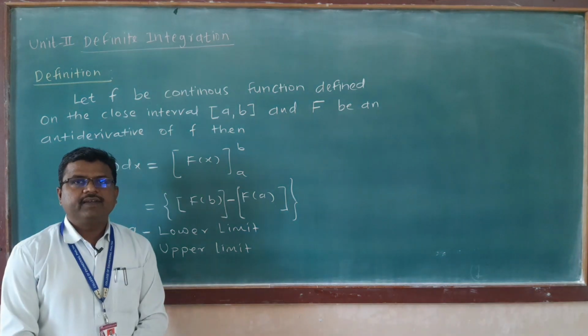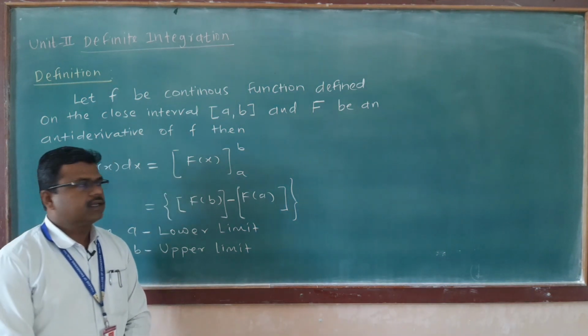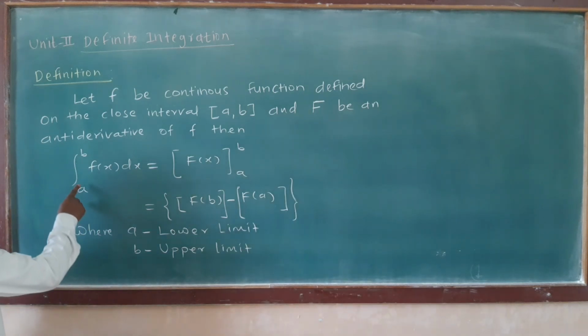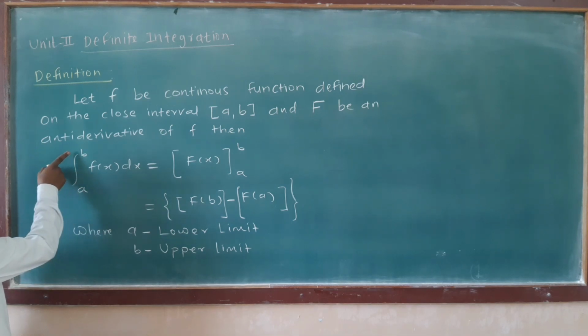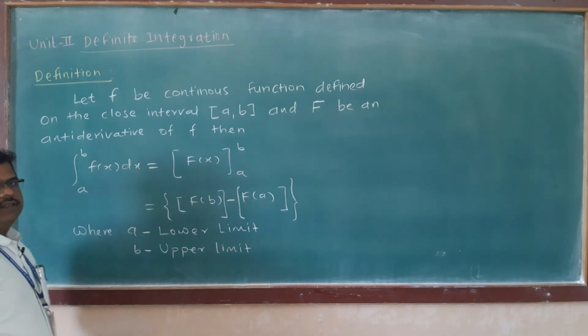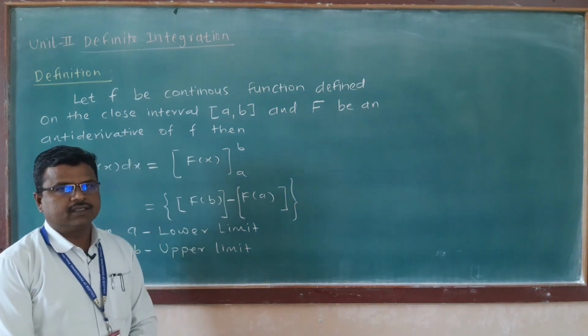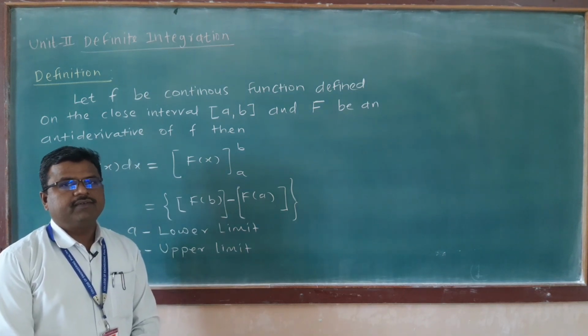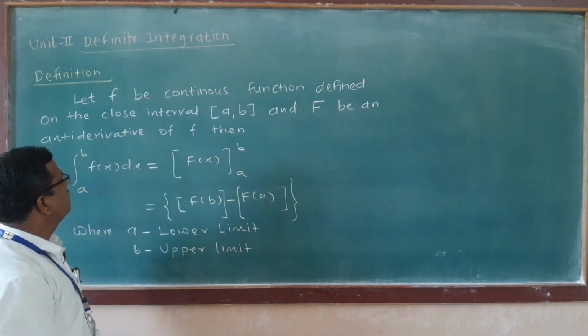In case of definite integration, limits are given. That means this is the integration from a to b. These limits, values of x equal to a to x equal to b, are given in case of definite integration. Now see what is the definition of definite integration.